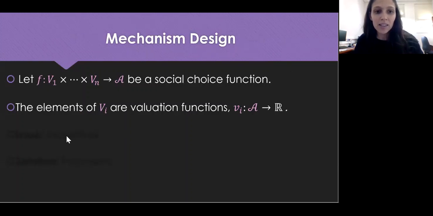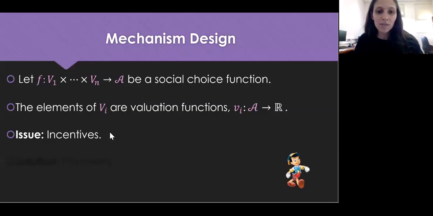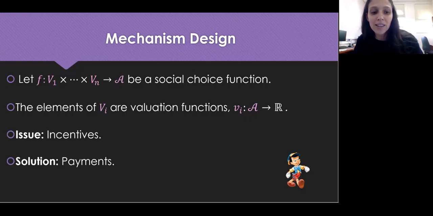And the functions we are interested in are called social choice functions. And those are functions where the private value of each player is another function that expresses how much the player values each alternative. And since, as we've said, the private value of each player expresses how much he wants each alternative, computing the function might not be straightforward because players might misreport their values in order to get alternatives that they want more. And in order to handle this issue, we add payments.